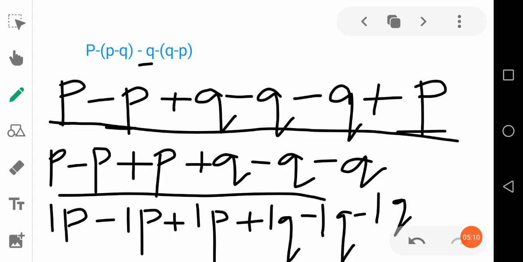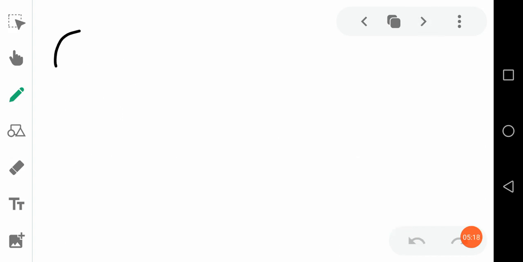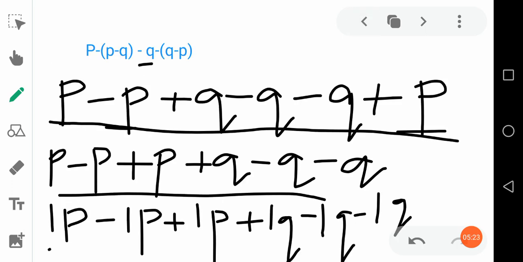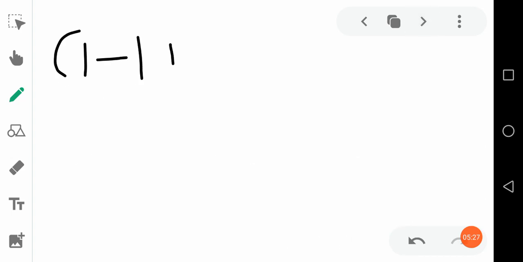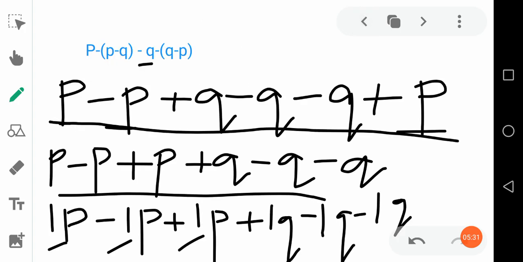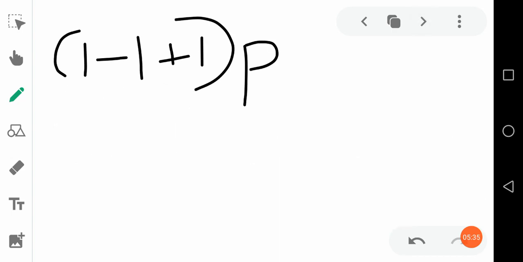Now, what is the first one? 1p minus 1p plus 1. So what you will do is you will collect all the numbers and write them in one bracket. So it will be 1 minus 1, then what is that? 1 minus 1 plus 1, right? Okay. So plus 1. So what will be the variable part? p. Okay. Now what is it? 1 minus 1 minus 1 plus 1 minus 1 minus 1.